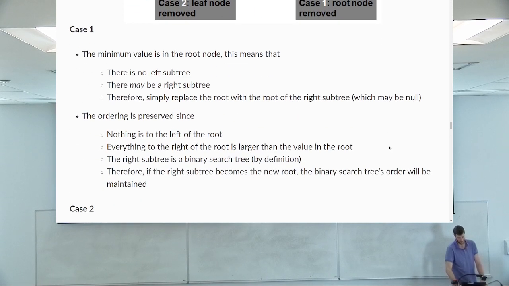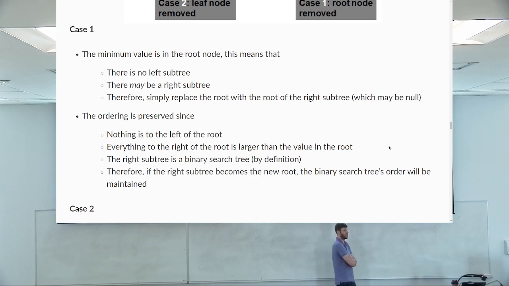So case 1, the minimum value is the root node. This means that there's no left subtree. And the reason we know there's no left subtree in this example is because if there was, the minimum value wouldn't be the root. So there may be a right subtree. Therefore, simply replace the root with the root of the right subtree, which may be null. The ordering is preserved because nothing is to the left of the root.